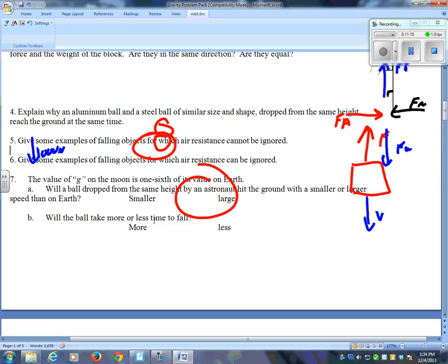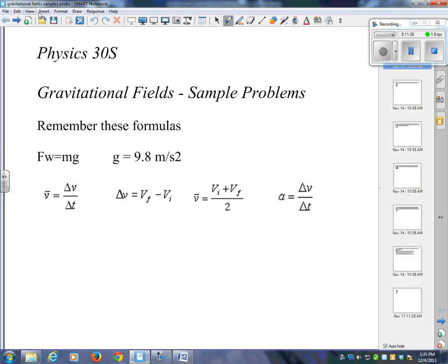Will a ball dropped from the same height by an astronaut hit the ground with a smaller or larger speed than on Earth? Smaller or larger? Smaller. Larger. Don't know. That's cheating. How can we figure this out?